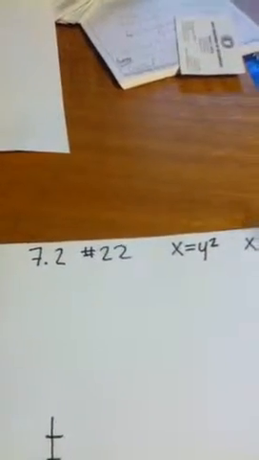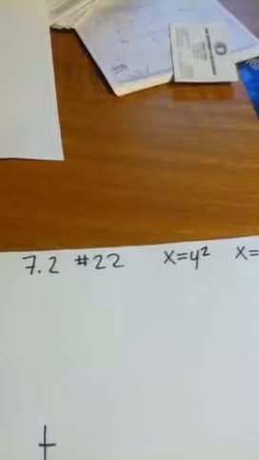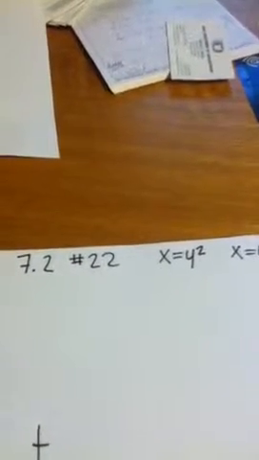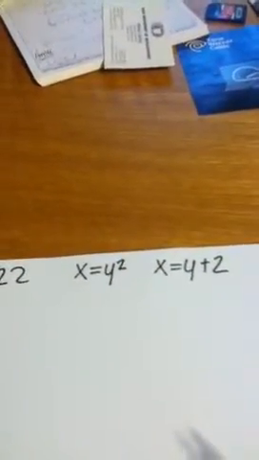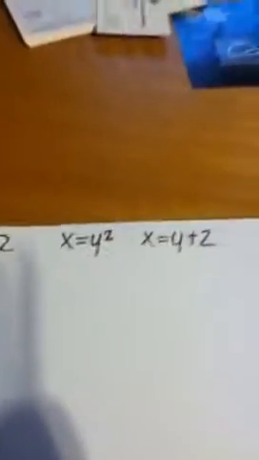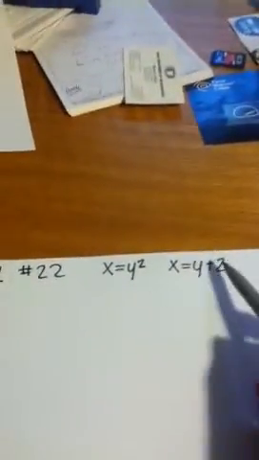Today I'm going to be doing 7.2, number 22, which is finding the area under two curves. So the curves are x equals y squared and x equals y plus 2. So the first thing we want to do is set y squared equal to y plus 2 so that we can find the limits of integration.